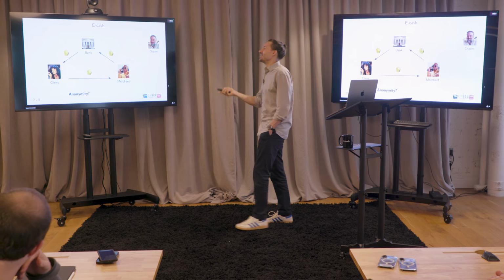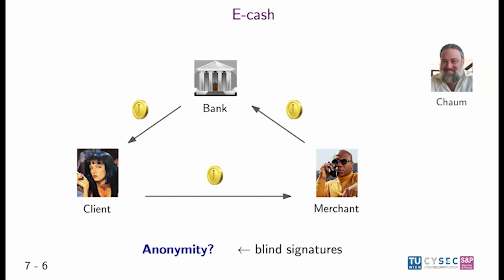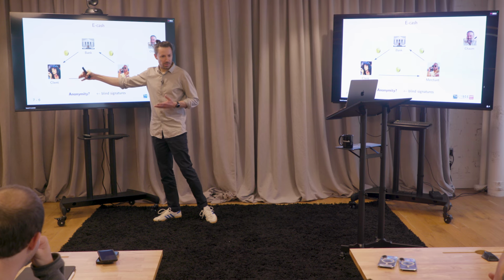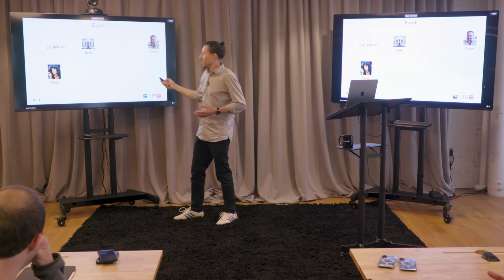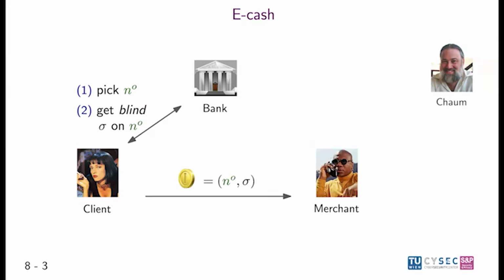Okay, so what can you do? What can you use? Blind signatures, right? So how can you get anonymity? We want to make sure that the bank doesn't know what coin Alice withdrew. And so how is this done? The client picks a random serial number from a large enough space, so there's no realistic chance of collisions, gets a blind signature on the serial number from the bank, and that is her coin, right? So it's a serial number together with a signature by the bank.